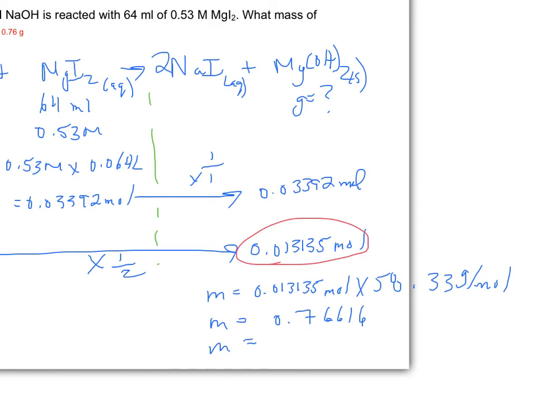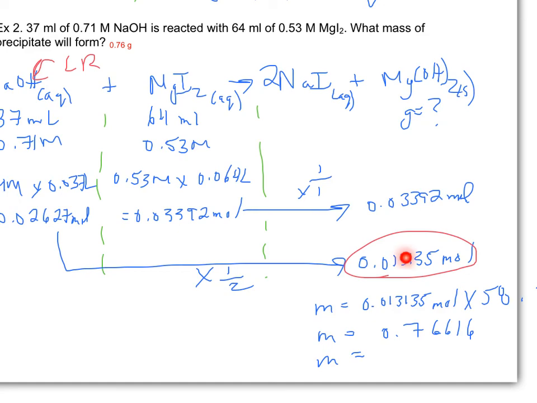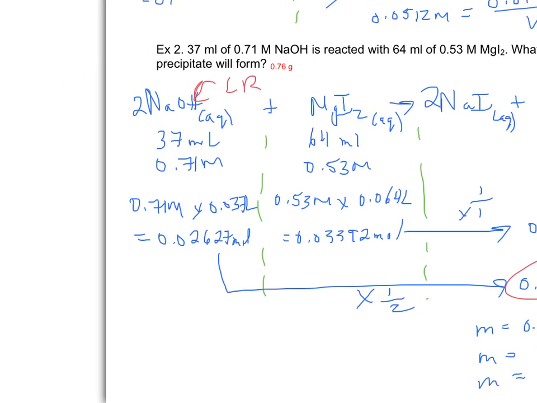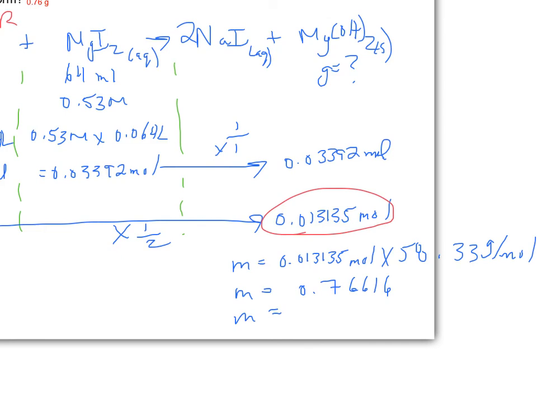And then I need to worry about my sig digs. Remember, I had to use my limiting reactant number. That came from sodium hydroxide, so I need to take my sig digs from these numbers. They both have 2. So I'm going to round this to 0.77 grams.